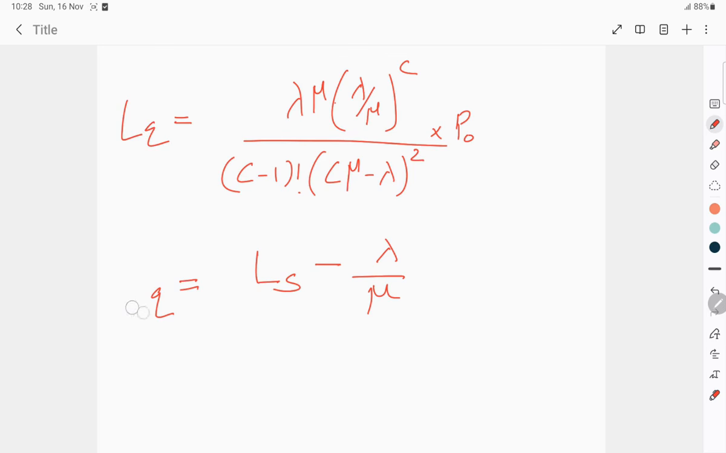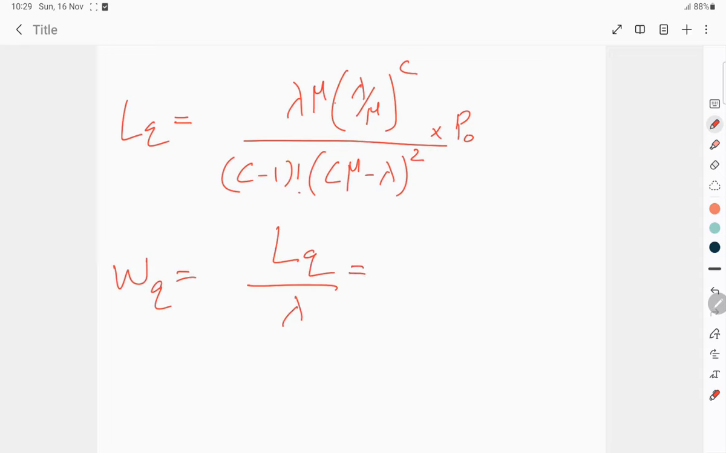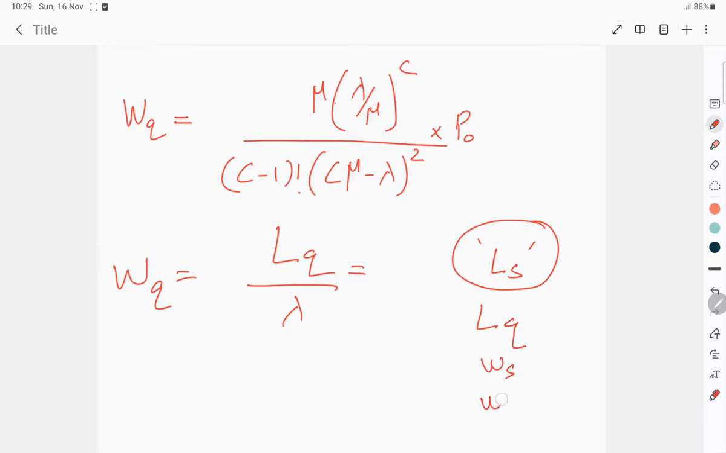So this is the LQ expression. Once LQ is with us, we can easily find out WQ, that is LQ divided by lambda. So we can remove this particular lambda and get the expression for WQ. So by studying one expression, LS, we have found LQ, WS and WQ. That will make things easier for you. Okay.